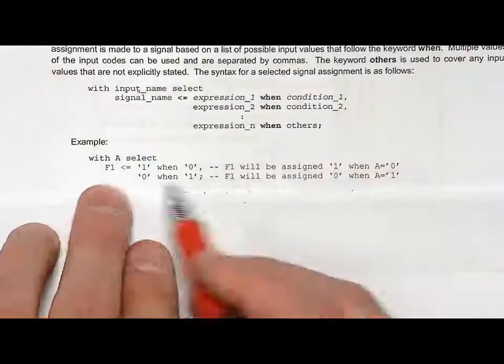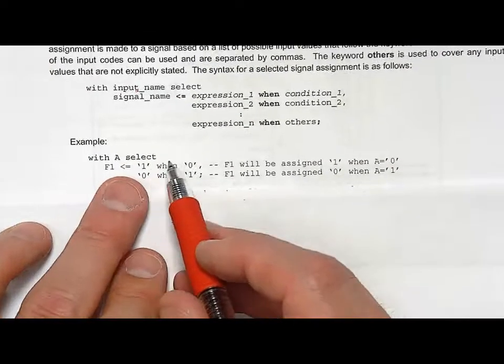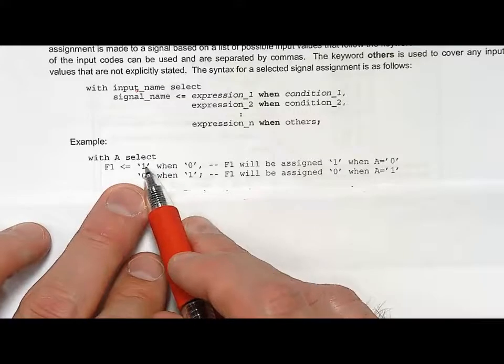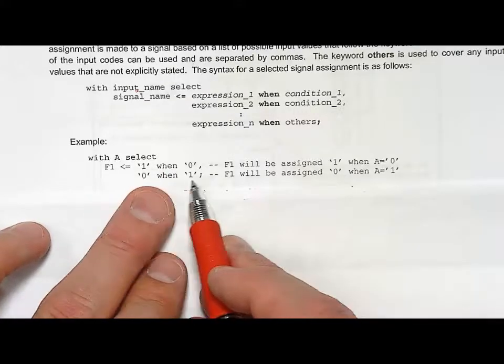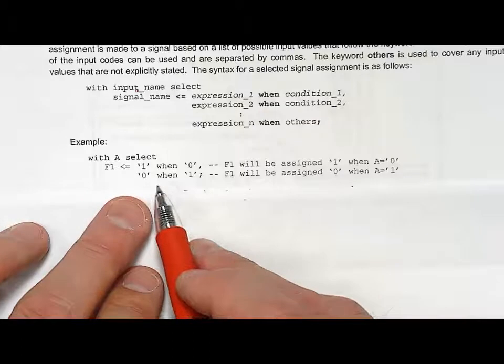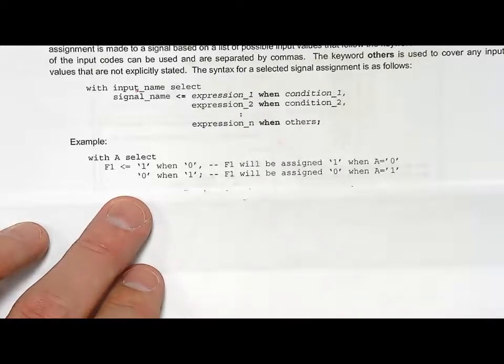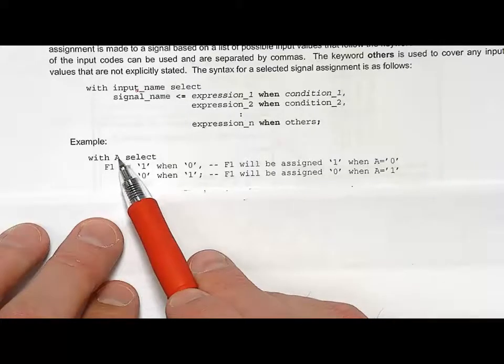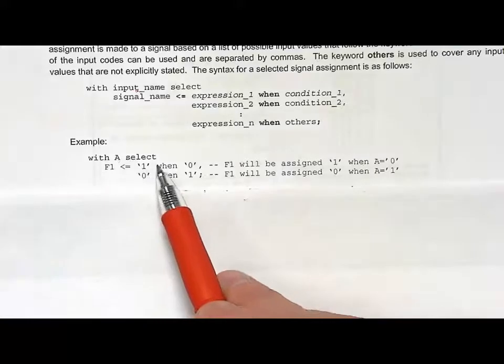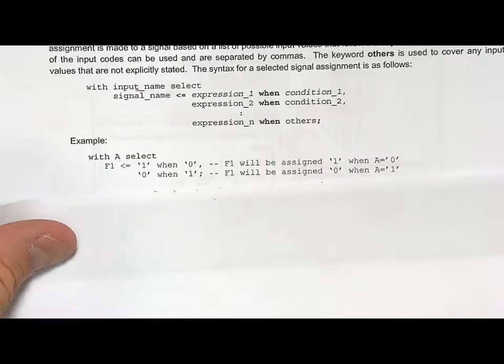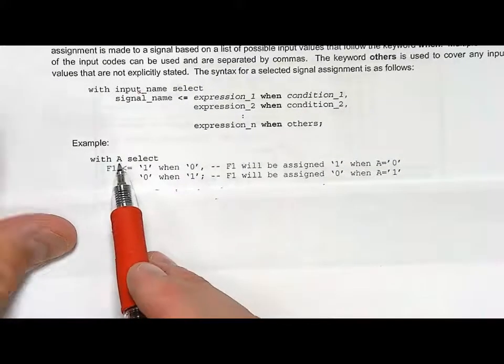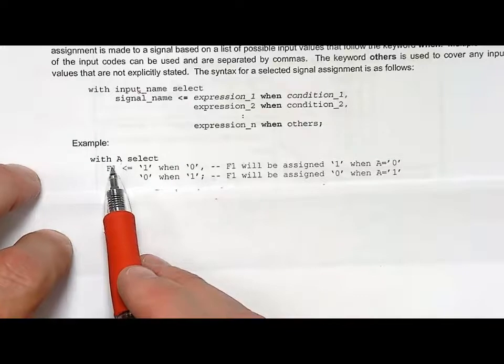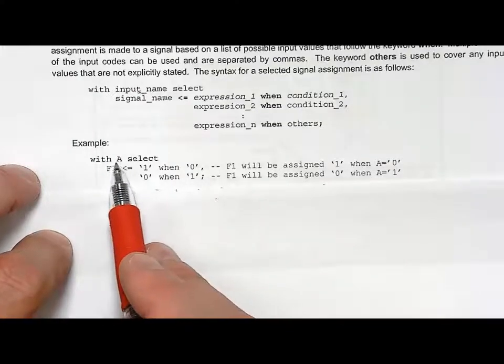So let's take a look at how you would do that. Here's an example. With A select. So when A is a 0, F1 gets 1. If that's false, it goes down here and says when it's a 1, it gets a 0. It's comma delimited, and the way you save space is that you don't have to list out what the input variable names were. You just list it once up here in the with syntax, and then you can just list its value here. There's one catch to this, though. You have to only have one signal name. So that means if you had a system that had 3 input scalars, you have to concatenate them together before you actually use it within this.